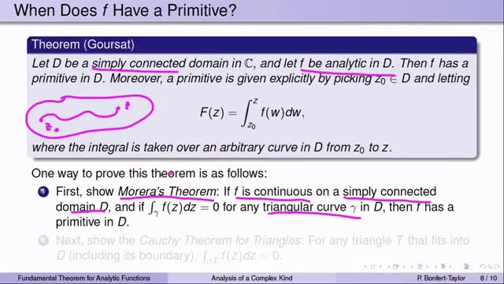So this is a theorem that gives us assumptions that show that f has a primitive. By a triangular curve, we mean something that looks like a triangle. So it has 3 straight sides, fits into D, and it's a triangle, and we always orient it counterclockwise. So if the integral over gamma of f(z) dz is 0 for any triangular curve gamma, and D is simply connected, then f has a primitive.